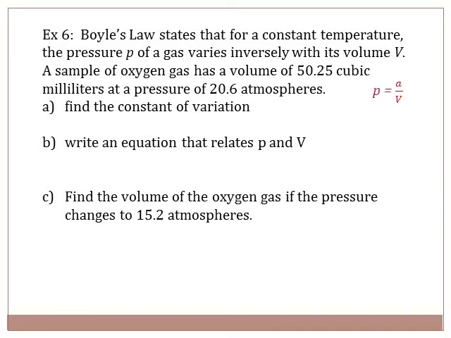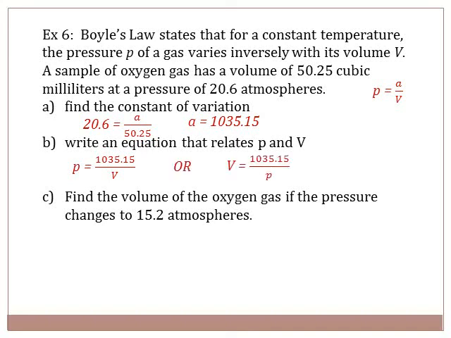So inverse means you're dividing into your constant. And then we're going to find A. And it comes out to be 1035.15. So we're going to write the equation that relates these. So we have P is equal to, but we're looking for V. Well, if P is inversely related to V, then V is also inversely related to P. It works both ways.